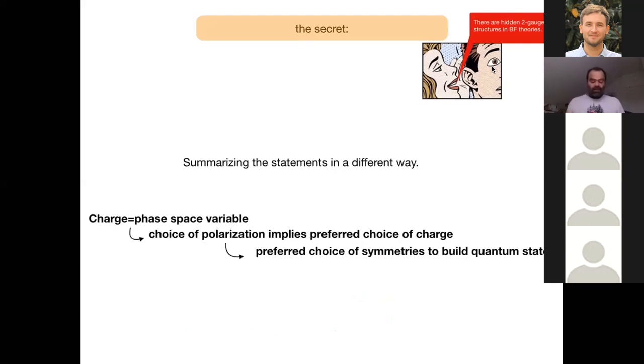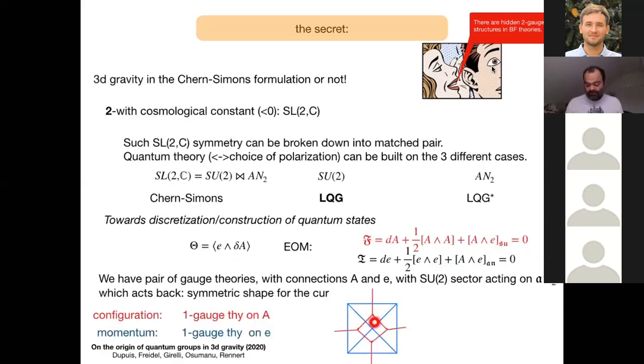This is important because the charge that is generating the symmetries is essentially a phase space variable. So when you fix and say, I'm going to use this as configuration, you're choosing a polarization to build your quantum states, and this implies a choice of symmetries. If you choose, for example, the connection A to be your configuration variable, with the momentum variable discretized on the triangulation, you have to satisfy some geometric conditions, and that's why you get the Gauss constraint. The Gauss constraint is going to tell you the symmetries of the theory.